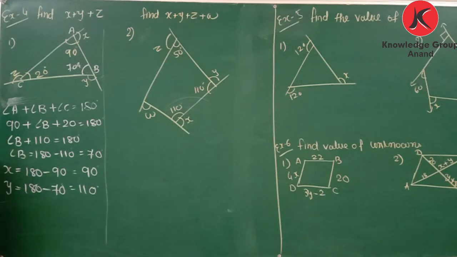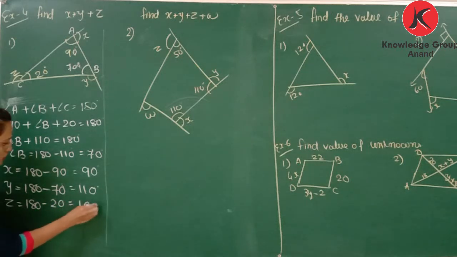Because they are making linear pair. If you add Y plus 70, it is 180. So to find Y, we need to subtract 70 from 180. Z, that is 180 minus 20, 160.